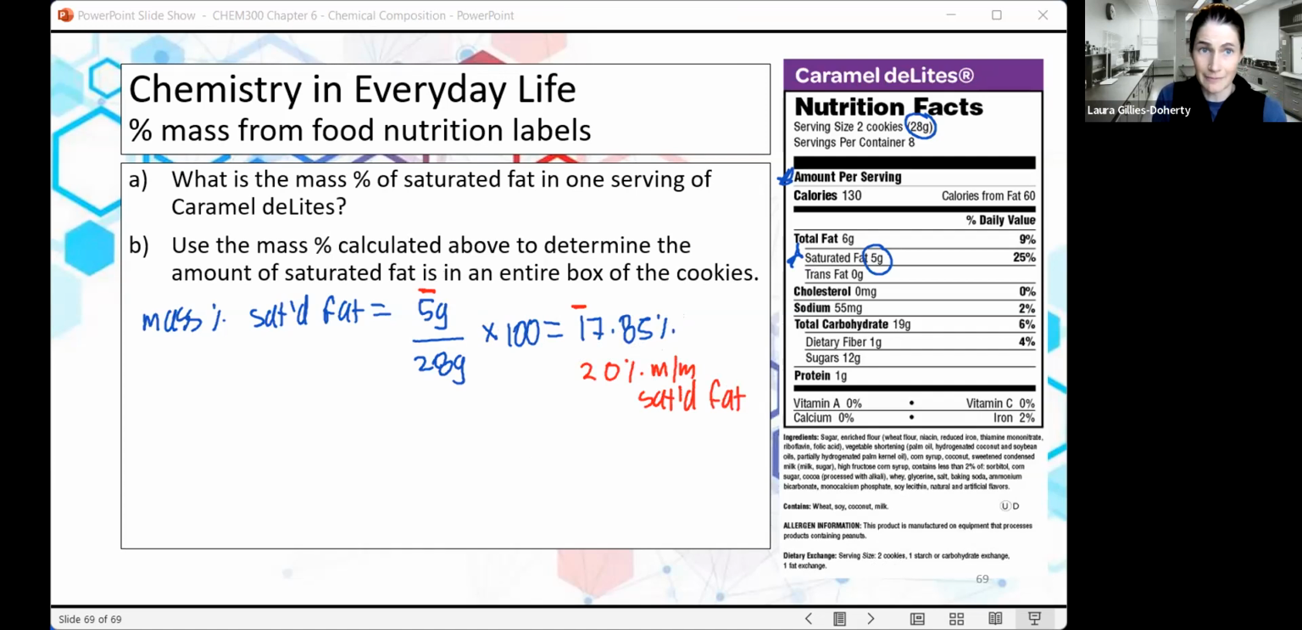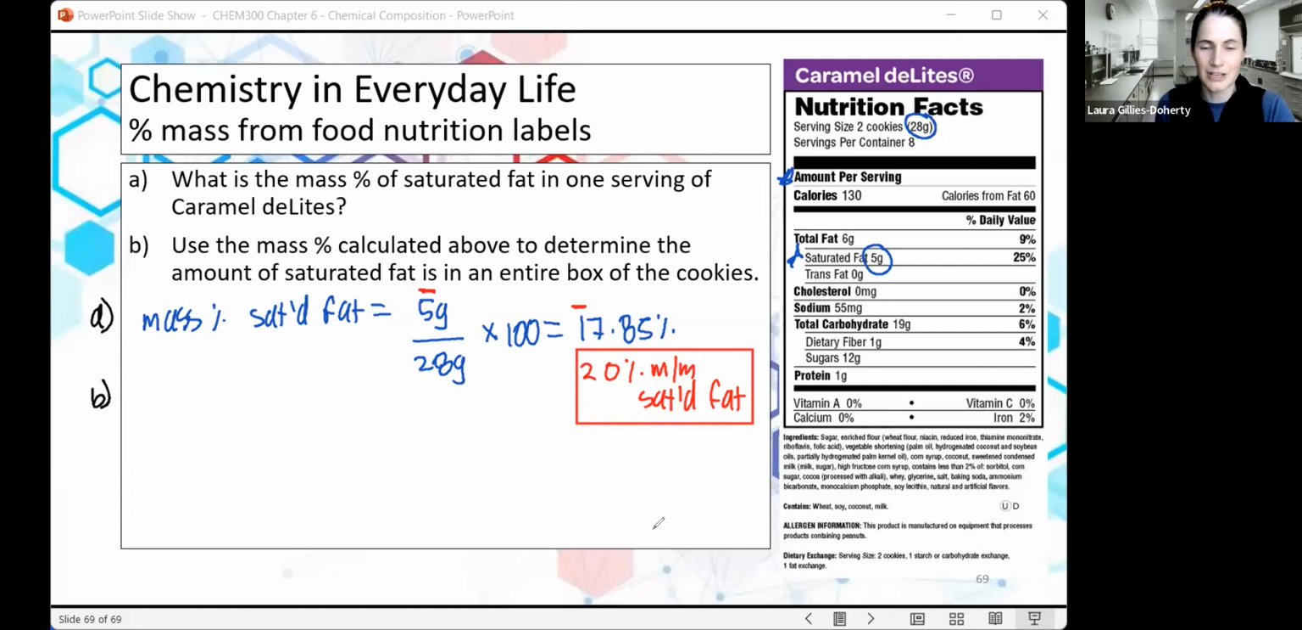It's a lot of saturated fat. I really didn't enjoy this once I saw how much it was. I probably won't eat as many Caramel Delights. So Caramel Delights, 20% by mass saturated fat in 1 serving. That's part A. What's the mass percent of saturated fat in 1 serving? We could use this now as a conversion factor to determine the amount of saturated fat I'd get if I ate the whole box of cookies. So again, like I said, I started down this path and then I wish I hadn't because it's making me rethink my cookie eating habits.